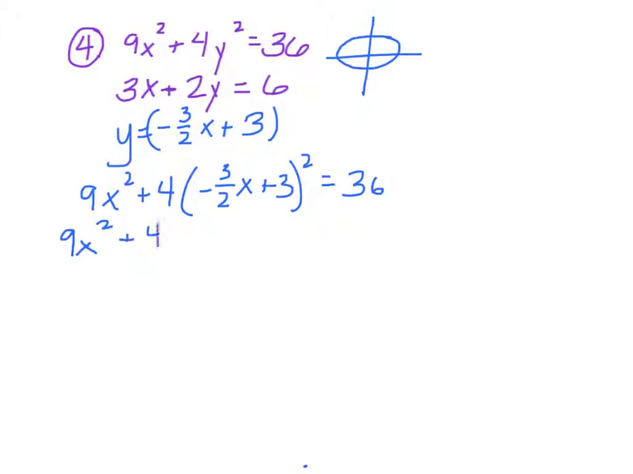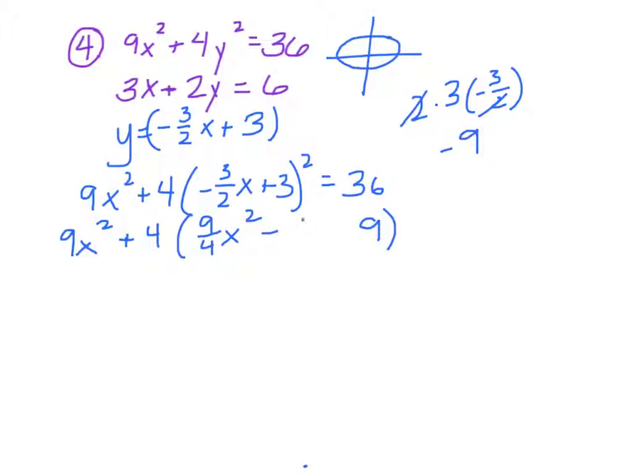We can handle this. So square the front, square the back, double the middle product. My 4 there. Square the front's going to be 9/4 x squared. Square the back's going to be 9. Double the middle product. So the middle product there is going to be 3 times negative 3 halves. So I want that times 2. That's what double the middle product means. Well, the 2's are going to cancel, so that's convenient. So that's negative 9, so it's minus 9x. And that's a positive 9 there. Okay, a whole lot of 9's going on in there, isn't there?